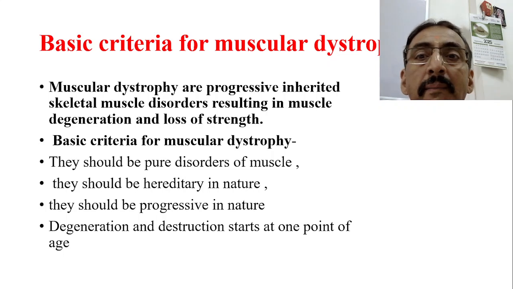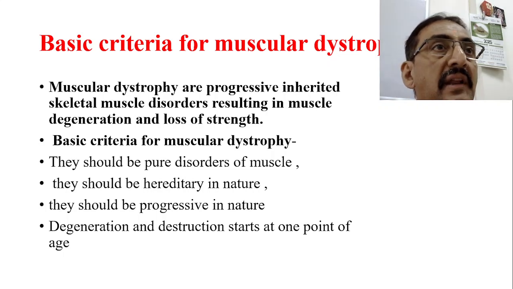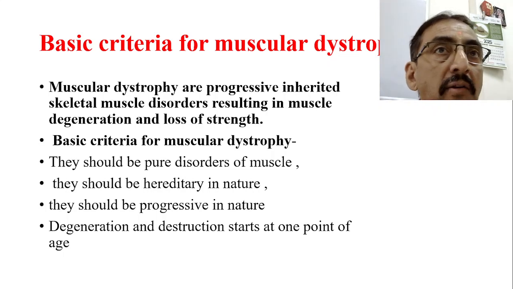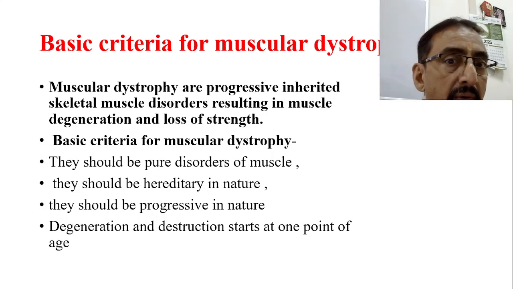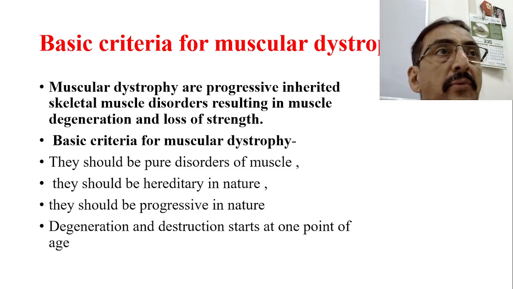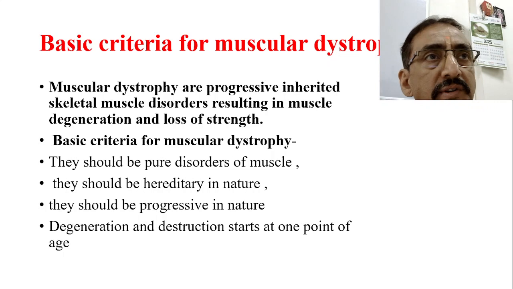One is muscular dystrophies are genetic disorders. Number two, muscular disorders are gradually increasing, not suddenly increasing or not stable, not like that. They are gradually increasing. They take their own time, maybe years together. Third one is definitely they are going to result in muscle degeneration one day or the other. Fourth one, there will be loss of strength.